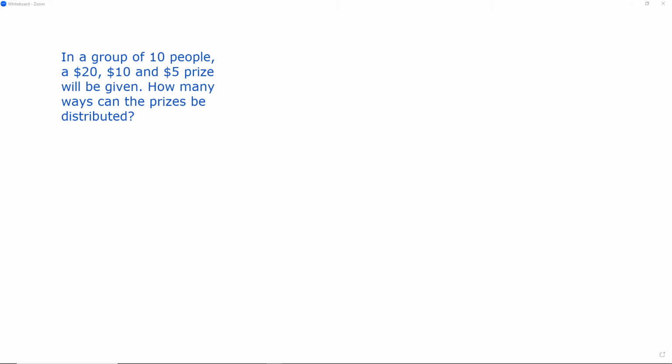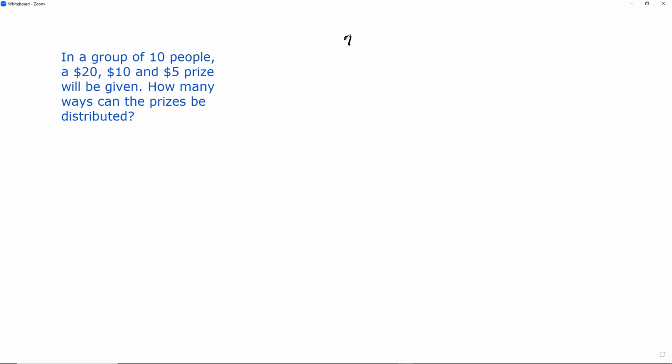All right. So let's start with that part there, right? The first thing is we've got 10 people in a group. Now I'm going to jump into this and draw some kind of diagram. Let's have a look at maybe something that looks like this. So in a group of 10 people, there's a $20, $10, and $5 prize.